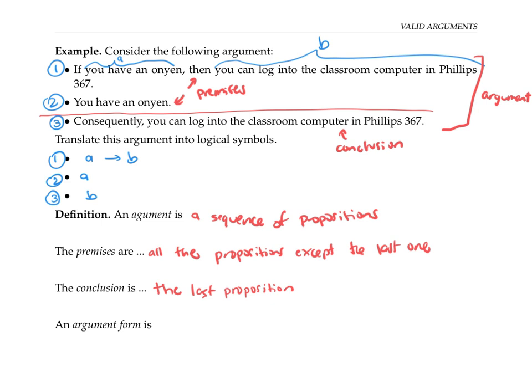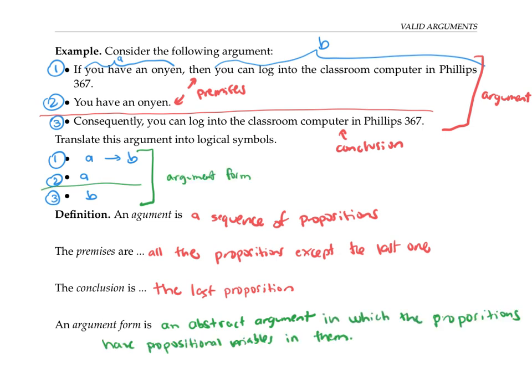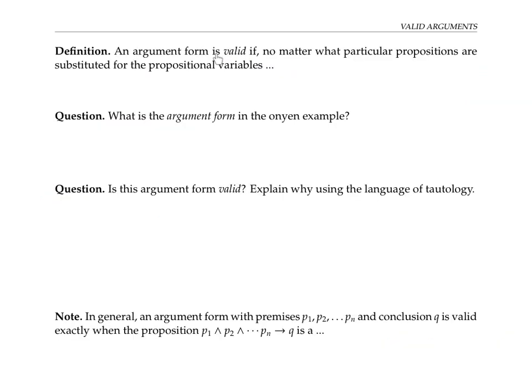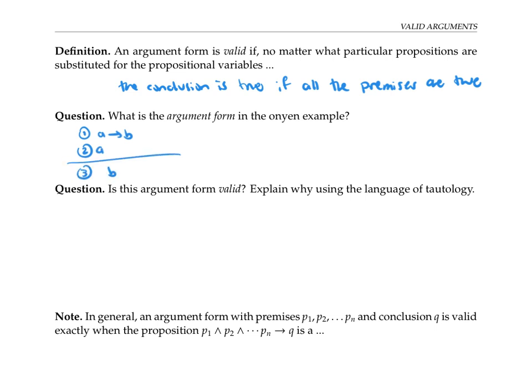An argument form is an abstract argument, like this one, in which the propositions have propositional variables in them. We say that an argument form is valid if, no matter what particular propositions are substituted for the propositional variables, the conclusion is true if all the premises are true. Recall that in our example, the argument form was this abstract argument in which the premises were A implies B and A, and the conclusion was B.